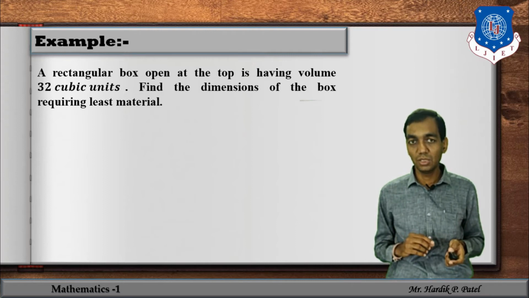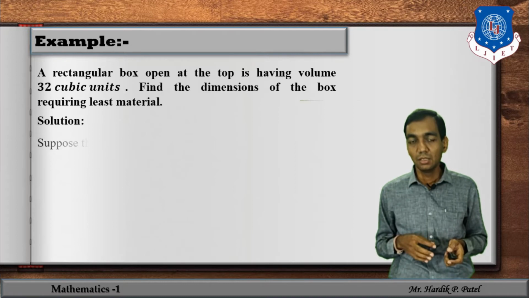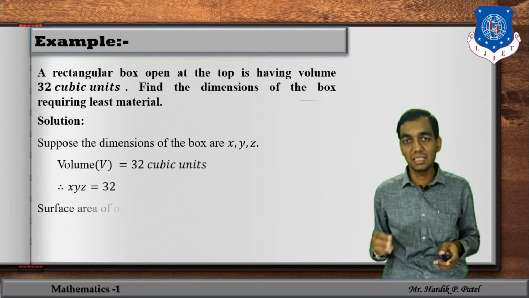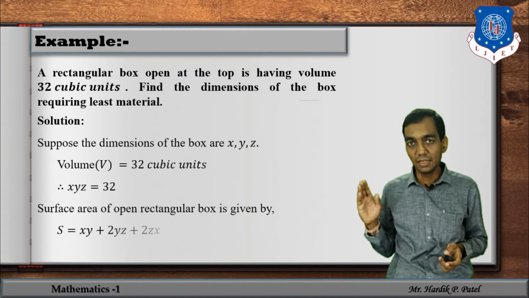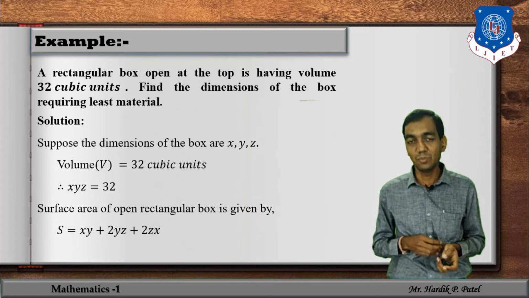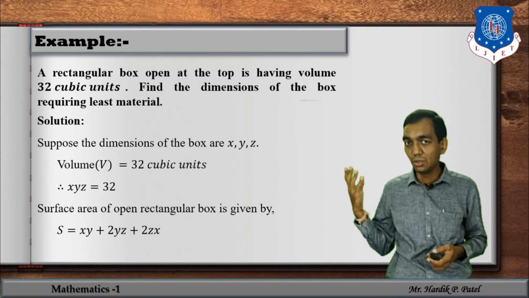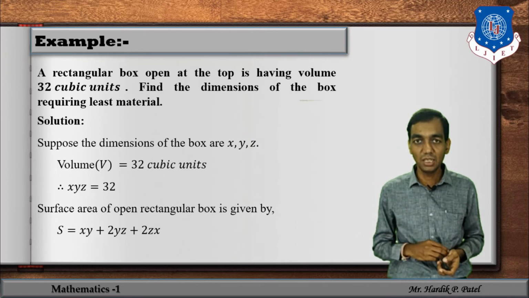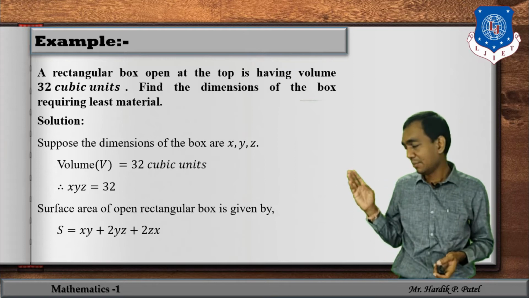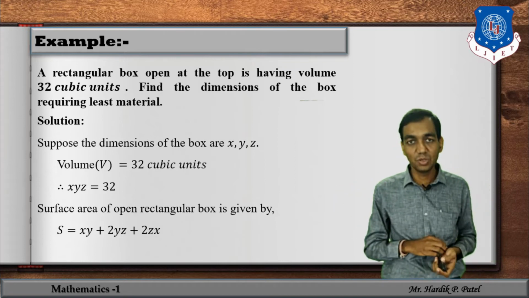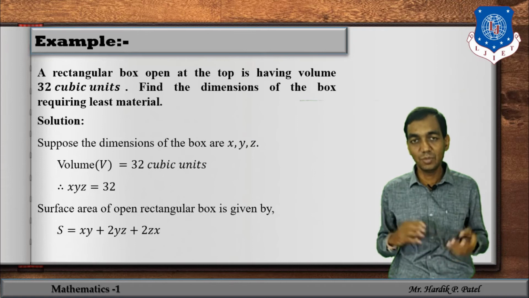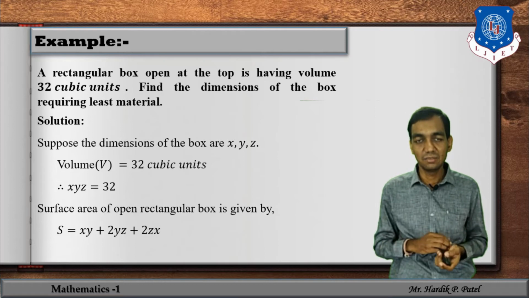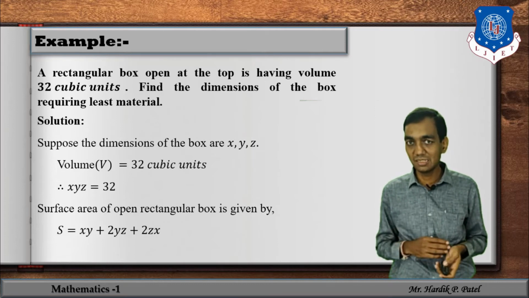So what we are going to do is, volume is given, correct? And we are going to suppose that the dimensions of the required box are x, y and z. That means length, breadth and height. Then the volume is 32 cubic units, therefore x into y into z will be 32. In the same manner you have to extremize the surface area, because the material you require is nothing but the surfaces. There are 6 surfaces, but it is open at the top, so you have 5 sides and therefore you have to minimize the surface area.